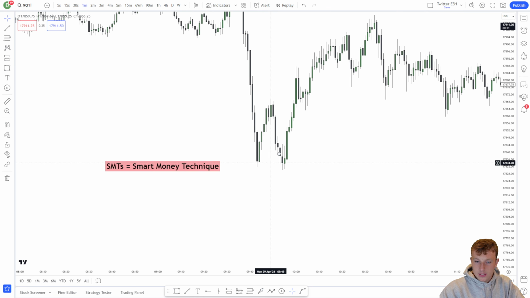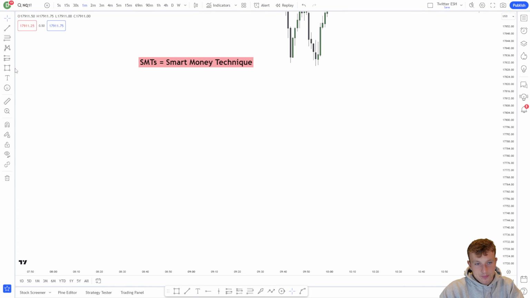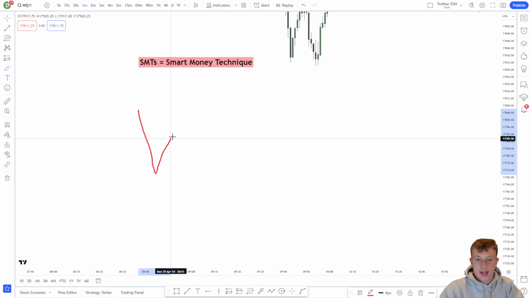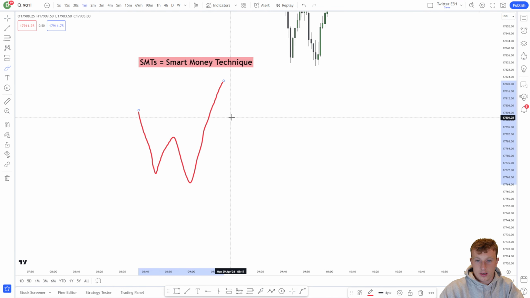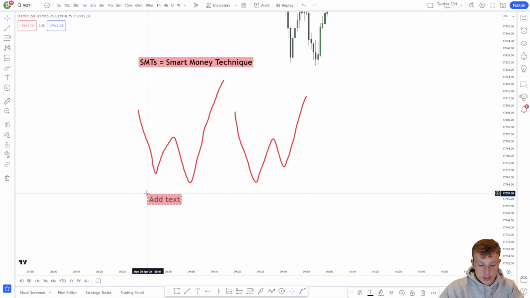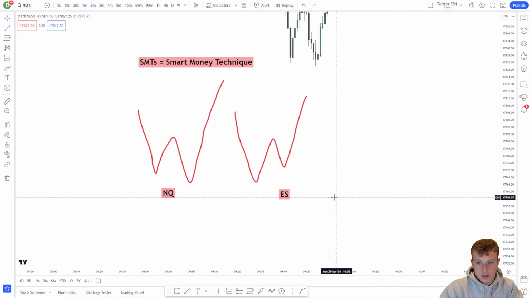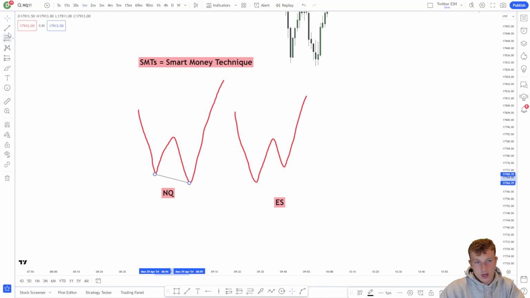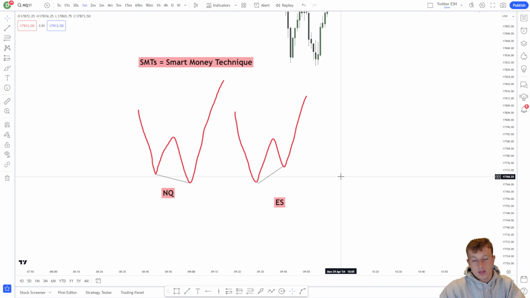So, what an SMT is, it's basically when one index takes out a low, but the other index doesn't. So, if we get something like this, let's say this is NQ, and let's say this is ES. What an SMT is, it's basically when NQ takes the low and ES doesn't.